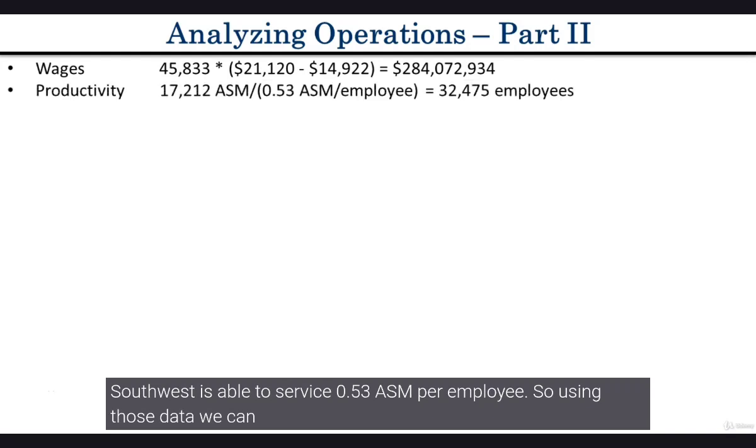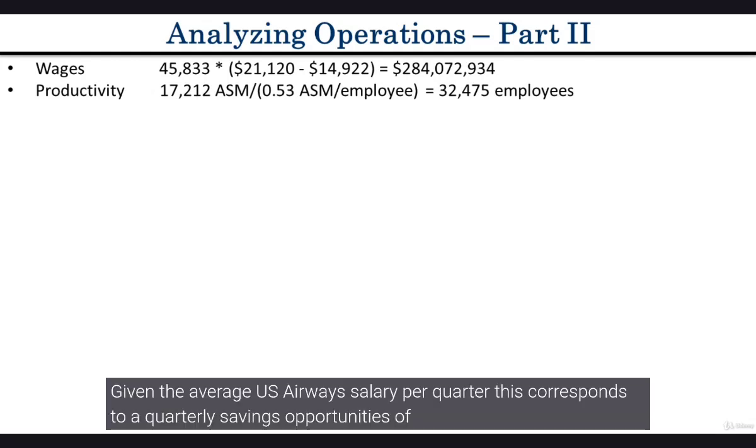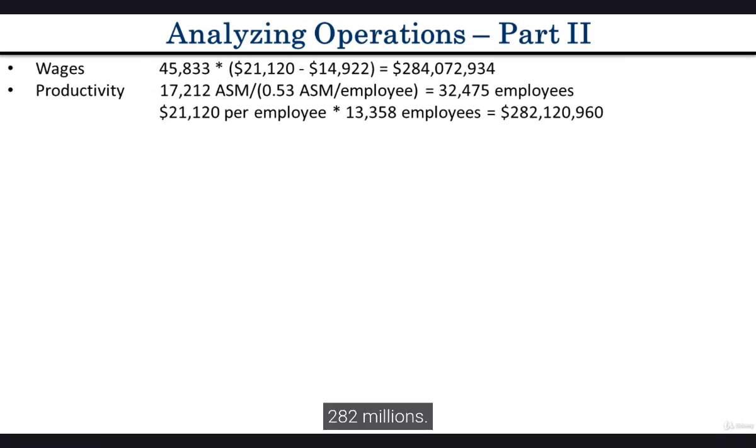So, using those data, we can calculate that 32,475 employees is the number of workers that US Airways would need if it achieved Southwest labor productivity. This leads to a possible headcount reduction of 13,358 employees. Given the average US Airways salary per quarter, this corresponds to a quarterly savings opportunity of $282 million.